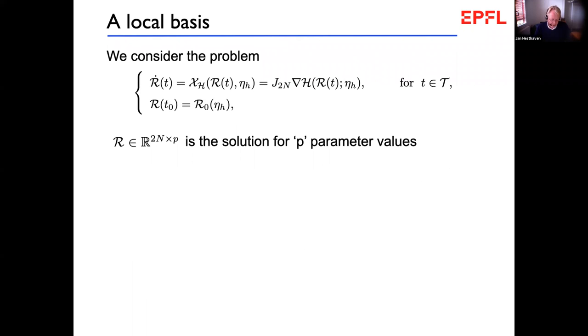So if we look at a problem like this, the only difference from what I have shown before is that now, instead of just having a solution y on the left-hand side for a particular parameter value, we're now interested in solving the problem for many, many parameter values at the same time. So R is now a matrix rather than just a vector, 2n tall and P wide, P being the number of parameter values that we would like to solve for. So this is the problem we'd like to solve.